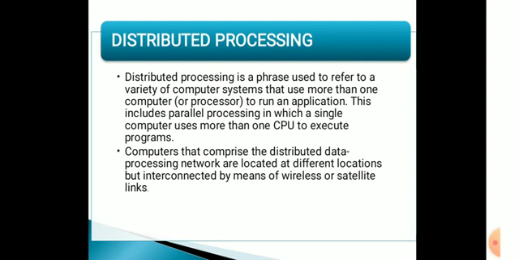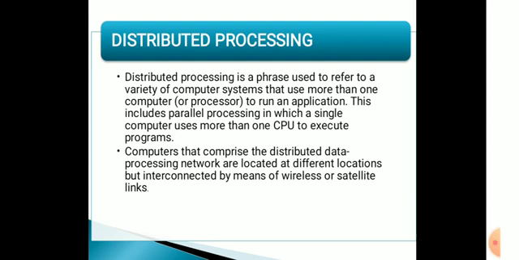This includes parallel processing, in which a single computer uses more than one CPU to execute programs. It is sometimes called parallel processing, but they are not the same; distributed processing and parallel processing are different. But when we use distributed processing, we definitely use parallel processing too, because we want to run multiple programs simultaneously.